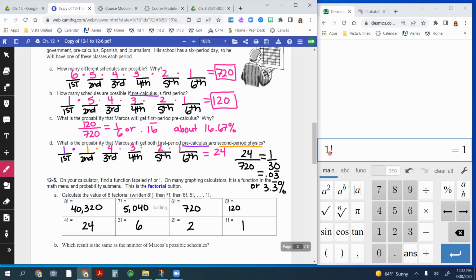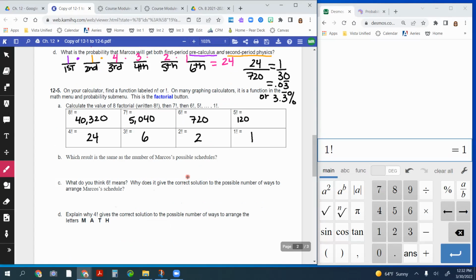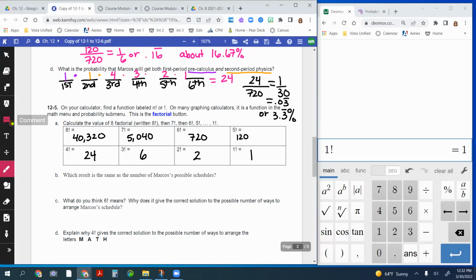Which result is the same number as the number of Marcus's possible schedules? If we look at his possible schedules, we see that his possible schedules was 720. And we see that that's this one, 6 factorial. So 6 factorial, which equals 720, is the same. And remember, we did that by taking 6 times 5 times 4 times 3 times 2 times 1. What do you think 6 factorial means? Why does it give the correct solution to the number of ways that you can arrange Marcus's schedule?